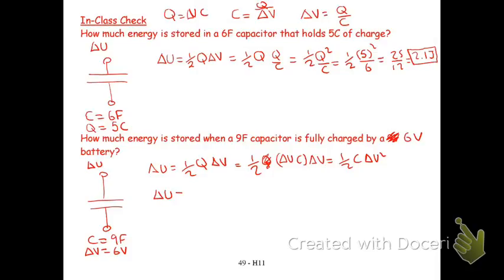So delta U is equal to 1/2 times 9 times 6 squared, which equals 18 times 9, which is 2 times 9 times 9 is 81, which is 2 times 81 is going to be 162, I think. Am I right on that? 162 joules. They're not bad, are they?